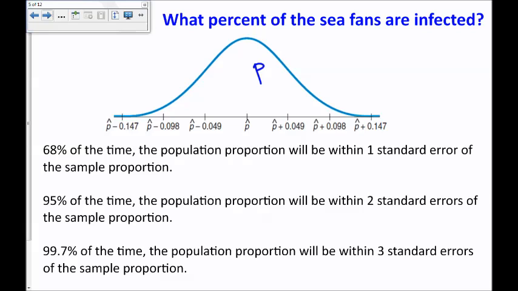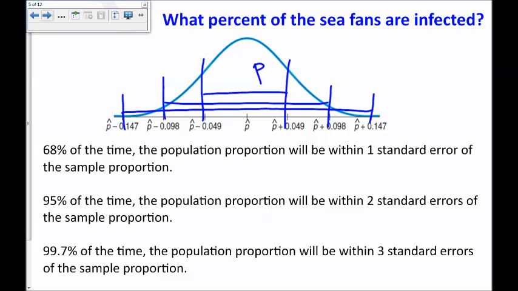We would know that 68% of the time the population proportion will be within 1 standard error of the sample proportion, 95% of the time the population proportion will be within 2 standard errors of the sample proportion, and 99.7% of the time the population proportion will be within 3 standard errors of the sample proportion. That is a really important finding, because this means that we can decide what percent of the time the population proportion will be within our interval.